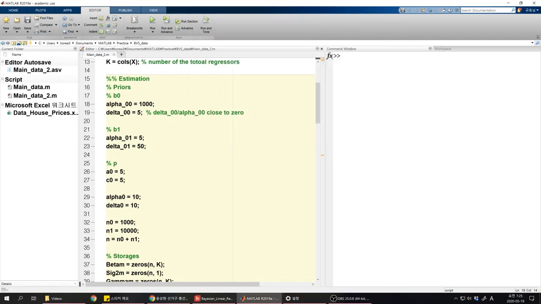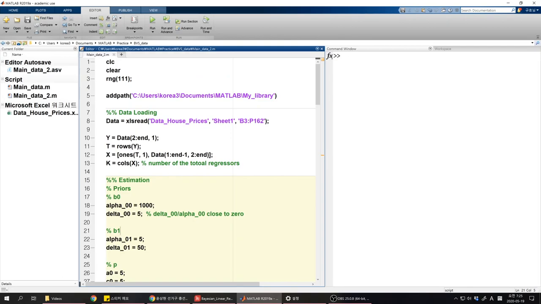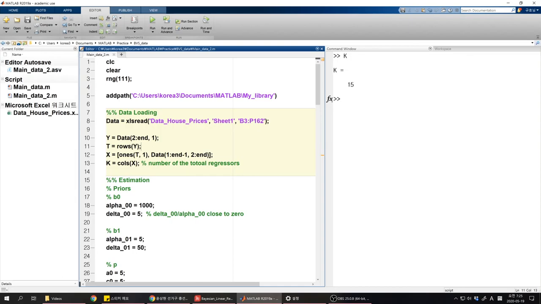So this algorithm is relatively less sensitive to the choice of hyperparameters because we are sampling B0 and B1 rather than fixing them. We use some information contained in the data rather than the prior. Now I'm wondering how many regressors we have. Only 15. Let's consider more. Currently we have P.